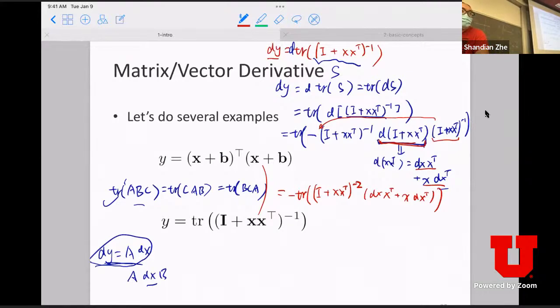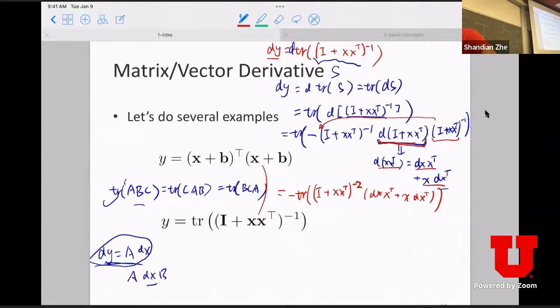Is there any question? Why can't we just simplify it to x transpose like in the previous question? Because this derivative is a matrix. X in this case is a vector, but dx x transpose is a matrix. If you do the matrix product, you cannot freely change the order. Any other question? Okay.